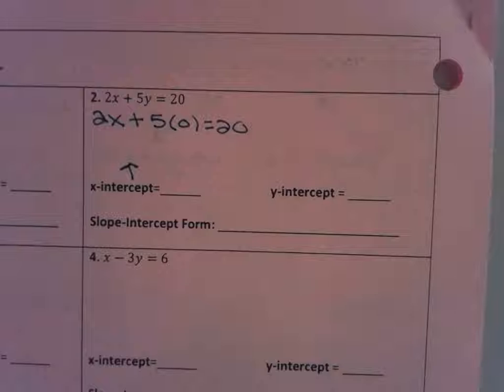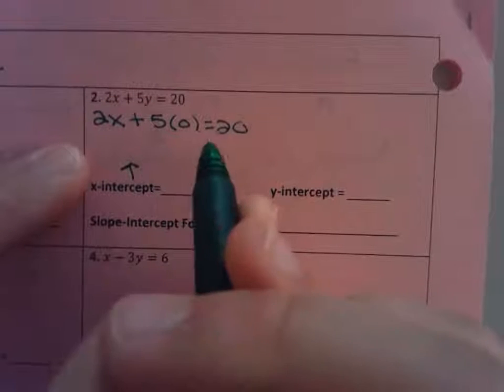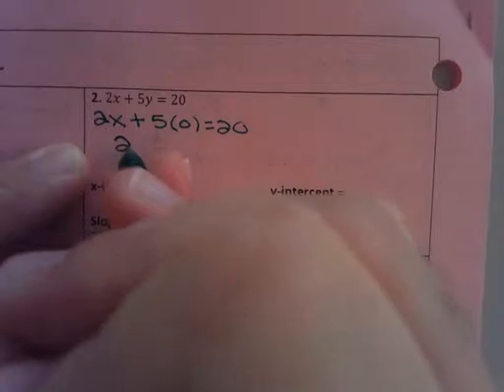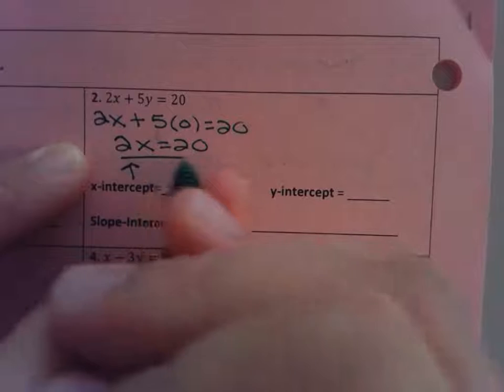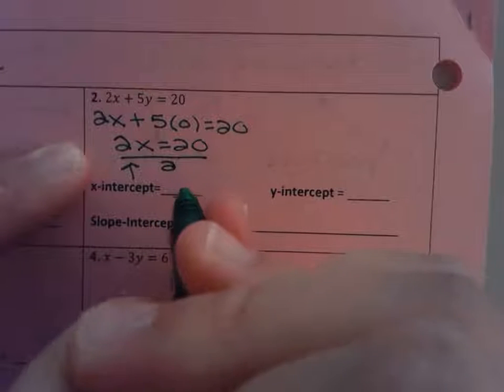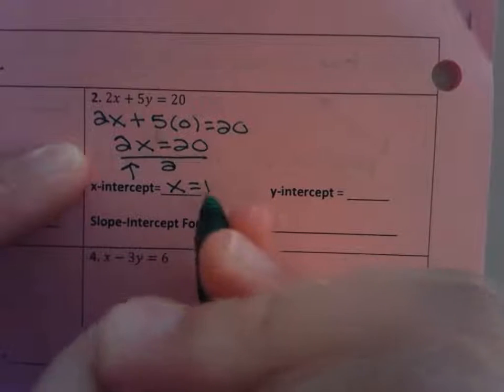Think about it. If I want to know the x-intercept, I want to know what x is equal to. So plugging 0 in for y gets rid of the y part. I don't want to plug 0 in for x because then I'm not going to know what x equals because I get rid of x. So I plug 0 for y, get rid of the y part, and then I can solve it for x. What's 5 times 0? 0. So that's gone. 2x equals 20. Divide by 2. X equals 10. So your x-intercept is 10.